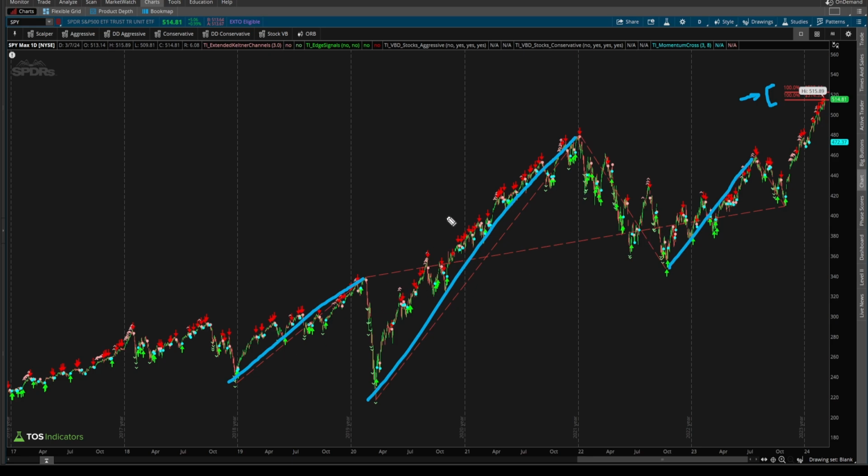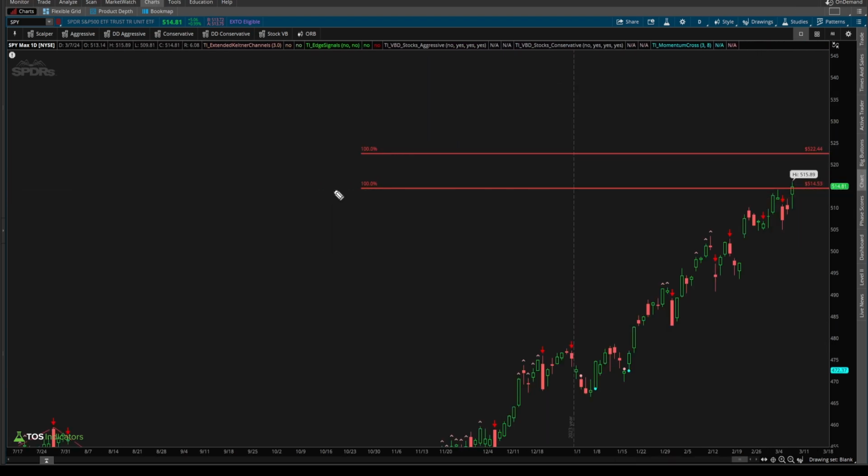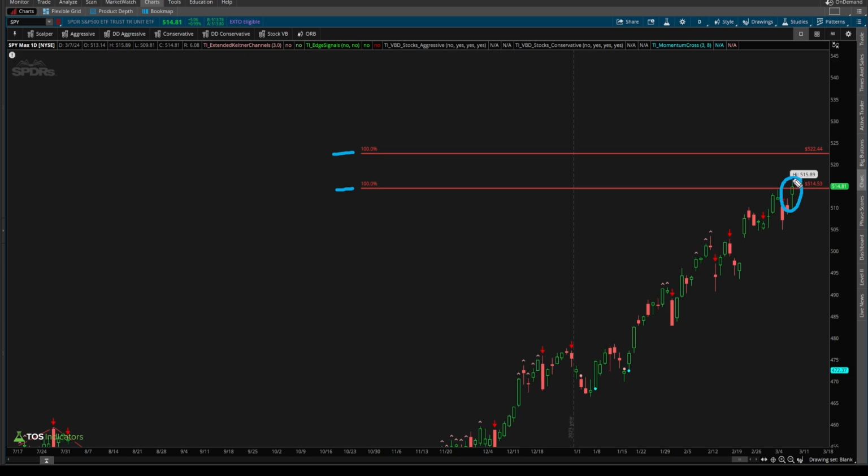Now, using these 3 swings, I've extrapolated them from this low price. The 3 swings are the 2019 to 2020 period, the post-COVID swing, along with the October 2022 to about July 2023 swing. Using these 3 swings, if we call this 1, 2, and 3, 1 and 3 form this cluster zone, which the S&P has broken into today. That zone is between 514.53 up to 522.44. And with today's candle, we've started to make our way into this zone.